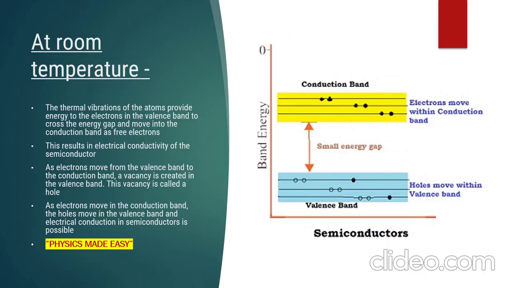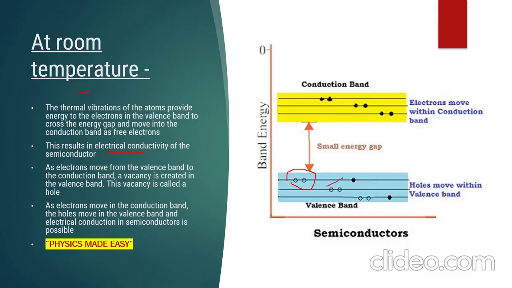But at room temperature, thermal vibrations of atoms provide energy to the electrons in the valence band to cross the energy gap and move into the conduction band as free electrons. This results in the electrical conductivity of the semiconductor. As the electron moves from the valence band to the conduction band, a vacancy is created in the valence band, and this vacancy is known as a hole.